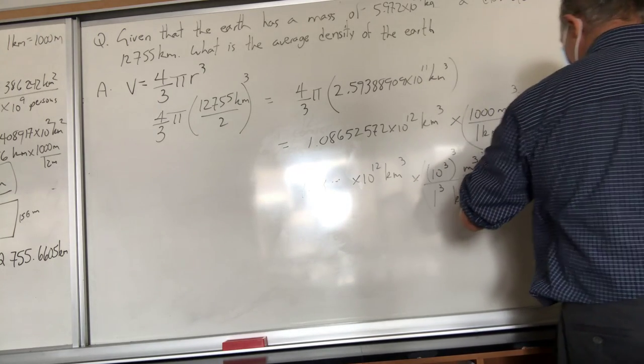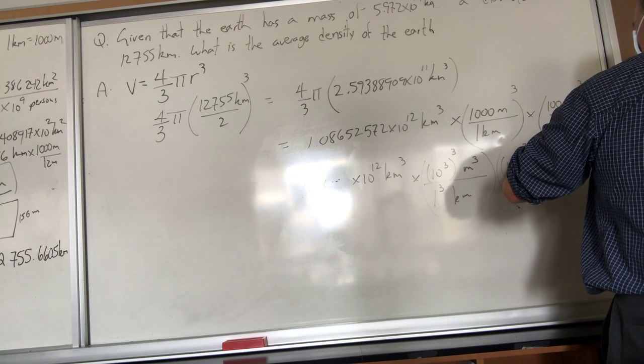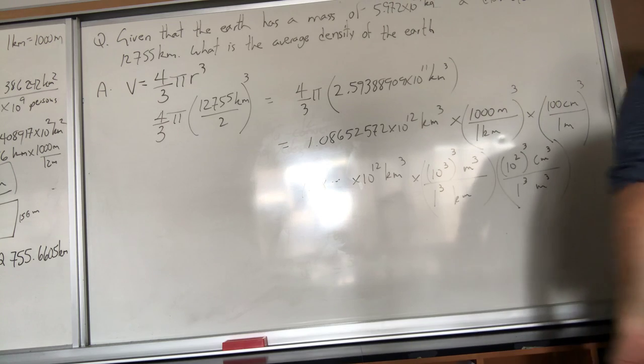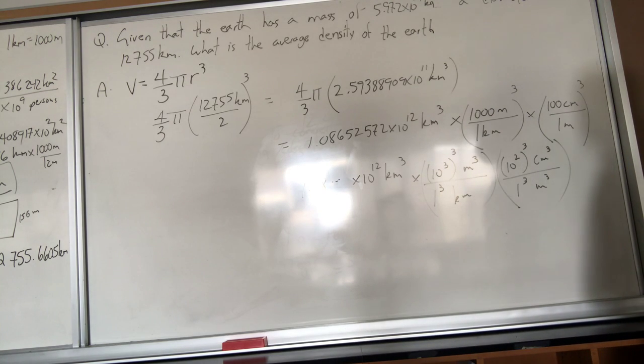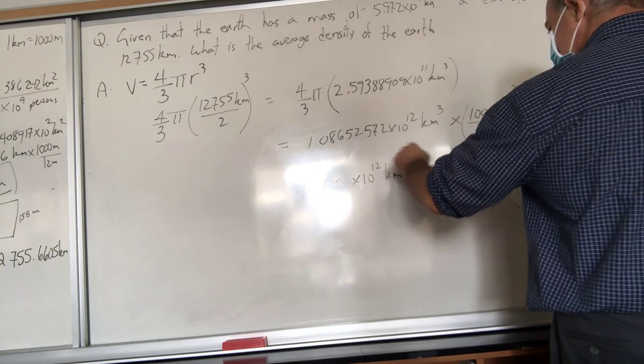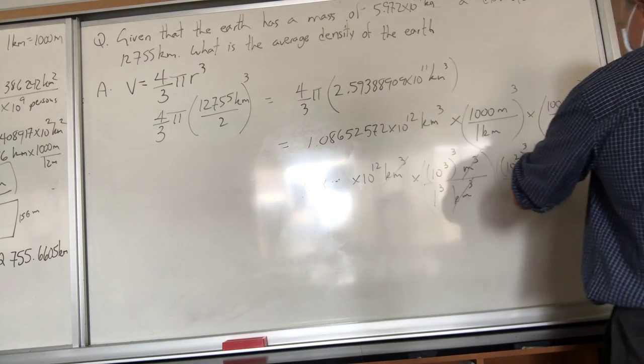And this one we can rewrite as 10 to the power of 2 raised to the power of 3 centimeters cubed over 1 cubed meter cubed. Put that back in the bracket. Now we've distributed that power in there, right? That allows us to cancel kilometers, and it allows us to cancel meters.